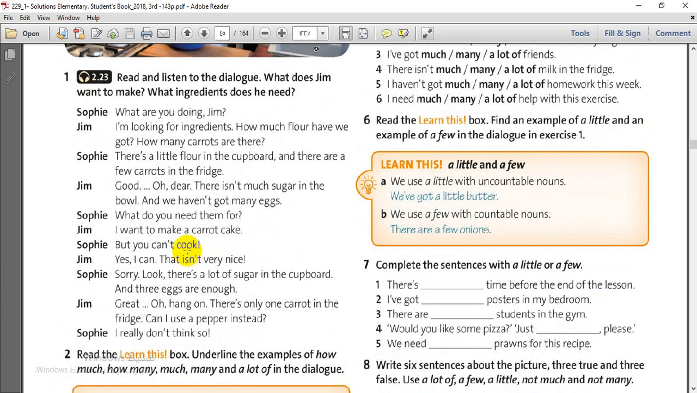Now let's pay attention to how we use there is and there are. There is with singular nouns, and there are with plural nouns.